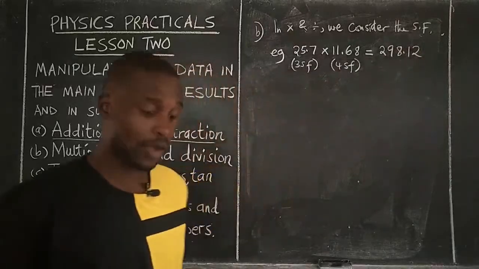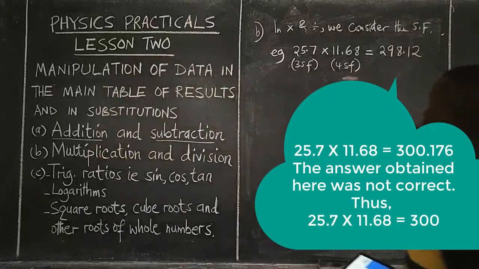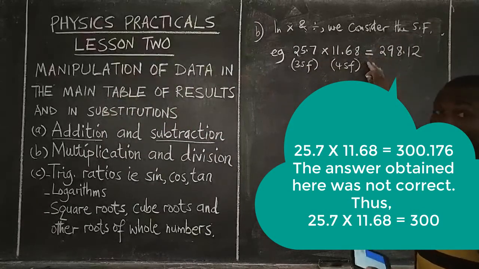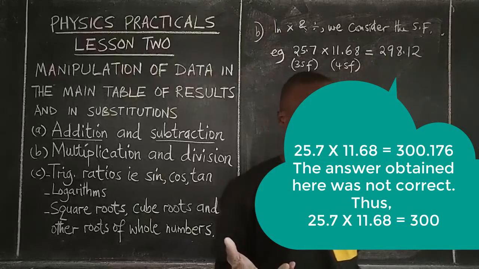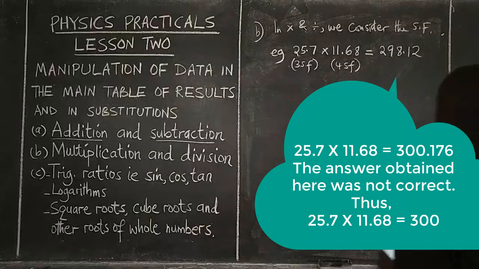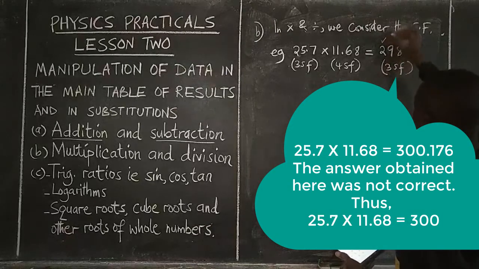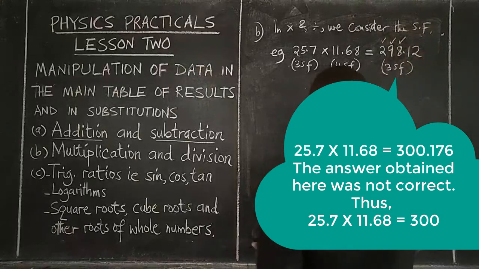Now remember, we said here we consider significant figures. How many significant figures are here? There are 3. How many are here? There are 4. How many significant figures will our result have? 3 and 4, which one is lower? 3, definitely. So our answer has to be written to 3 significant figures. So let's identify 3 significant figures. The first one, the second, and the third. So we stop here.